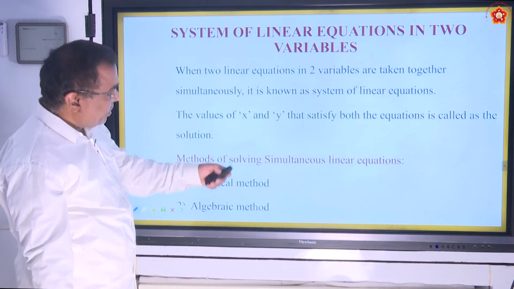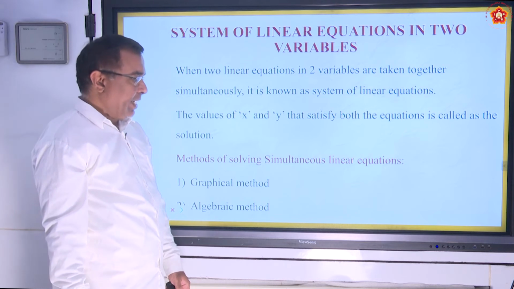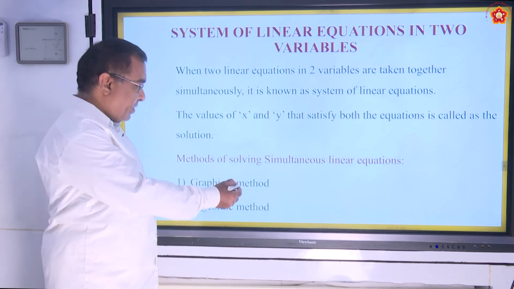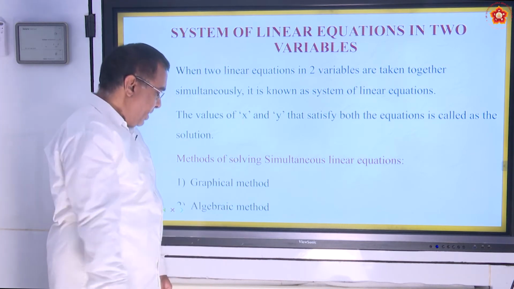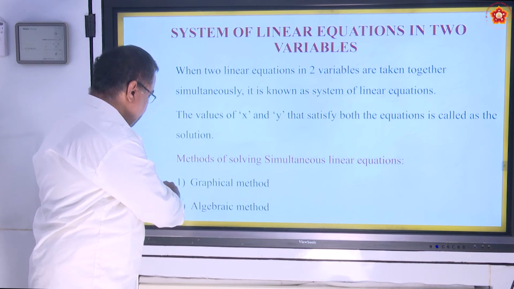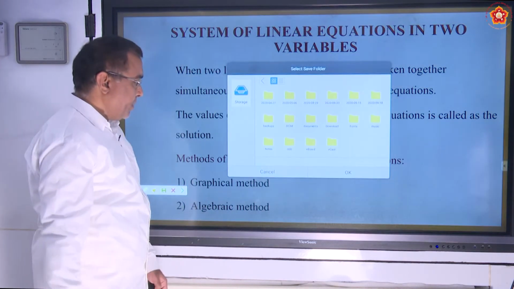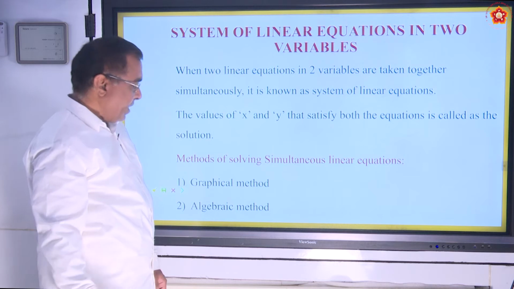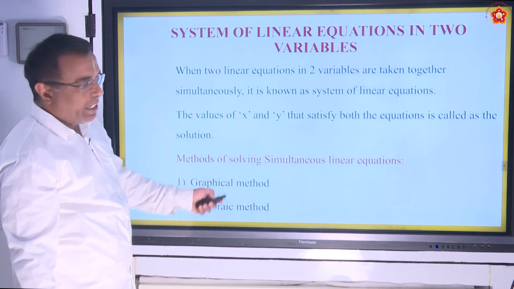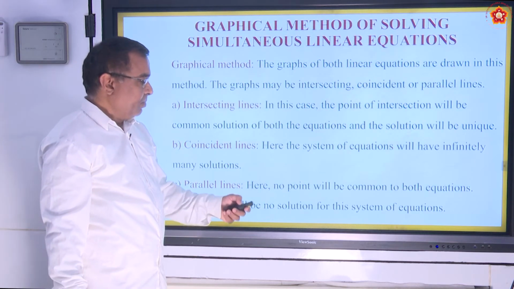There are different methods of solving such simultaneous linear equations. The most common methods are the graphical method and the algebraic method. These are the two common methods, graphical and algebraic. Now let us discuss one after another.